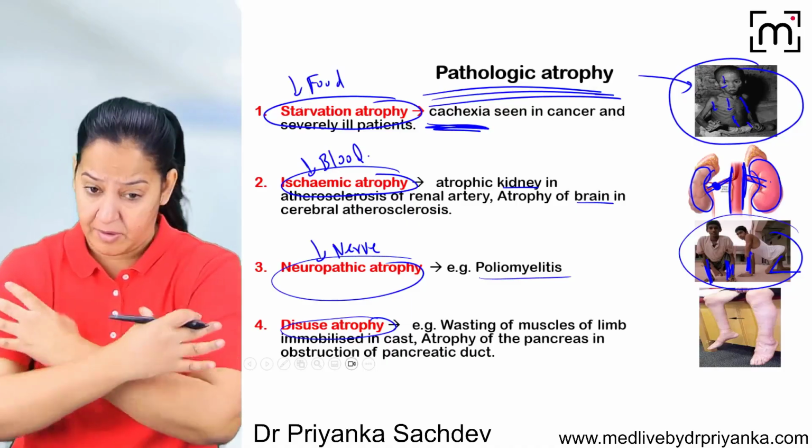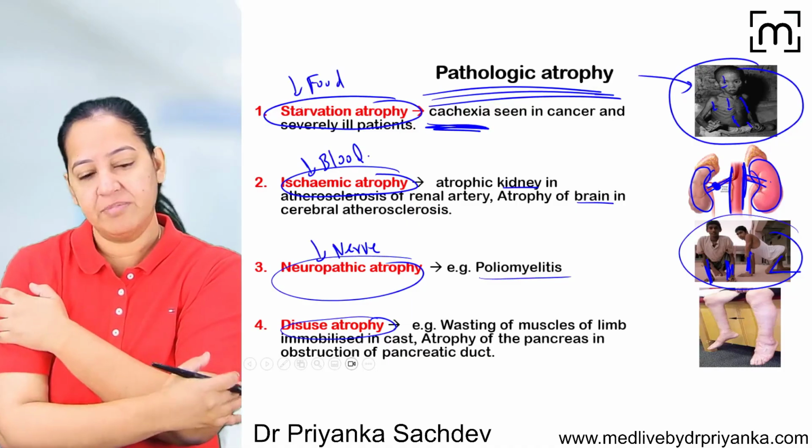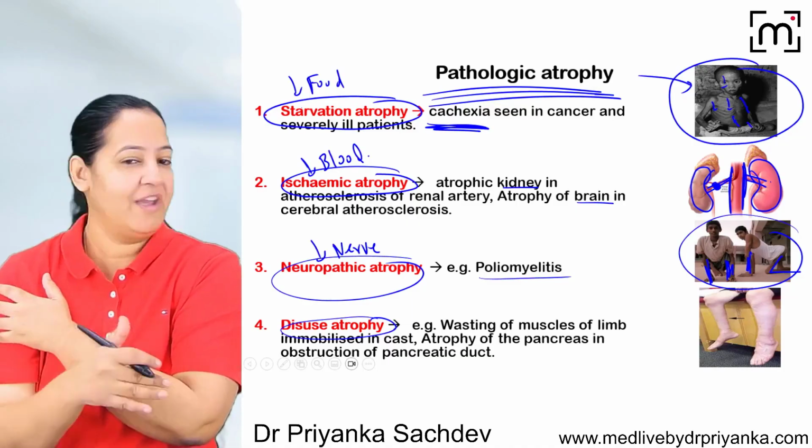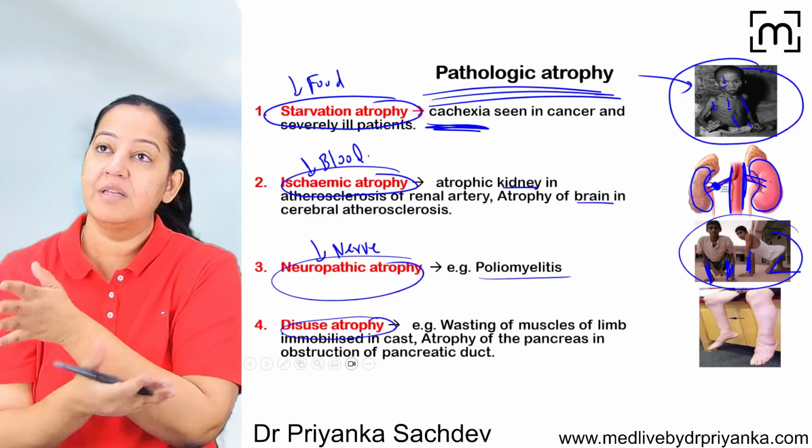Why does it get thinner? Currently, they both are equal. But why will it become thinner? Because I have not used it for a long time. If we don't use any organ for a long time, there is disuse atrophy.